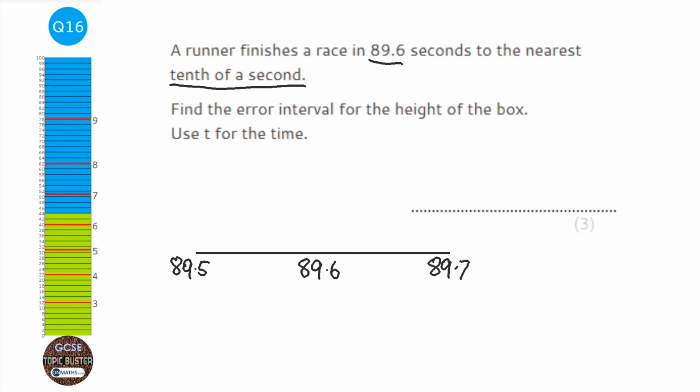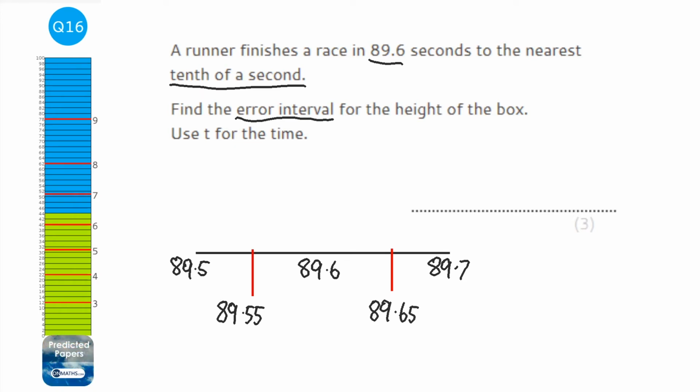and the next one up on the other side would have been 89.7. Now to find the bounds, we just find the halfway points, and this left hand one will be the lower bound, the right hand one will be the upper bound. So that's going to be 89.55 and 89.65. Now it says it wants it as an error interval and use t for the time.